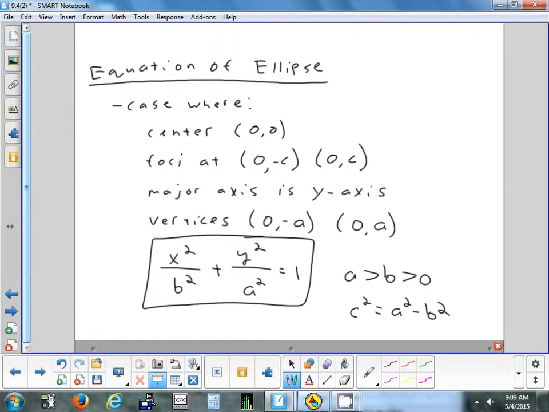Anybody have any questions on that? A, B, and C are still exactly the same thing they were before. No change on that. And if you want to look at this in your book, it's page 392.